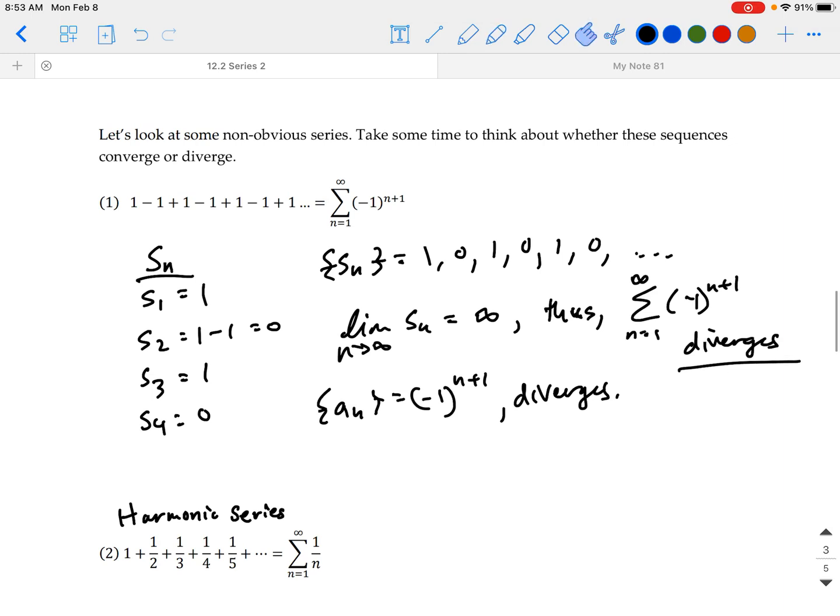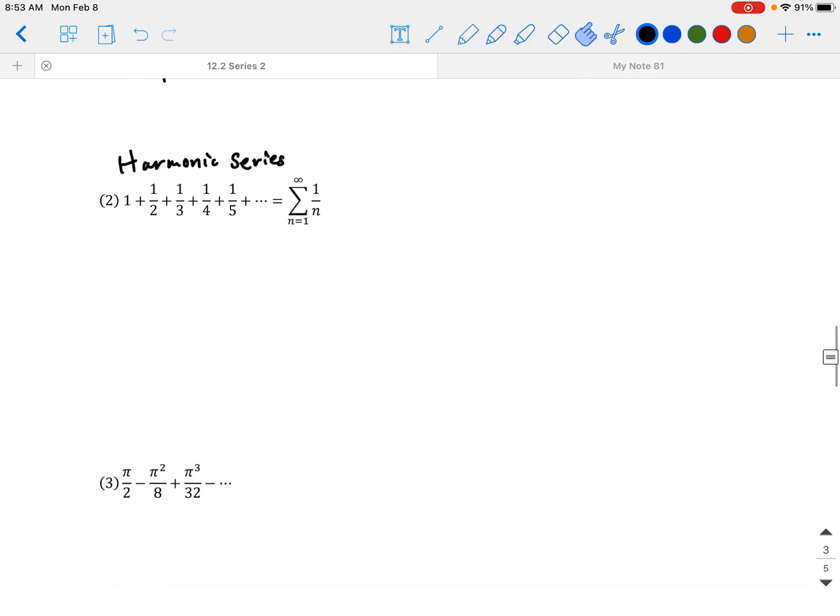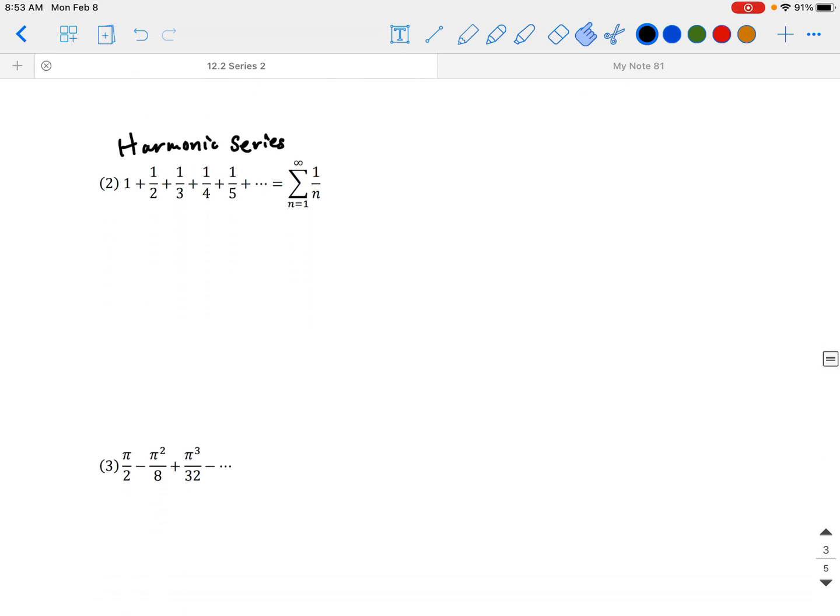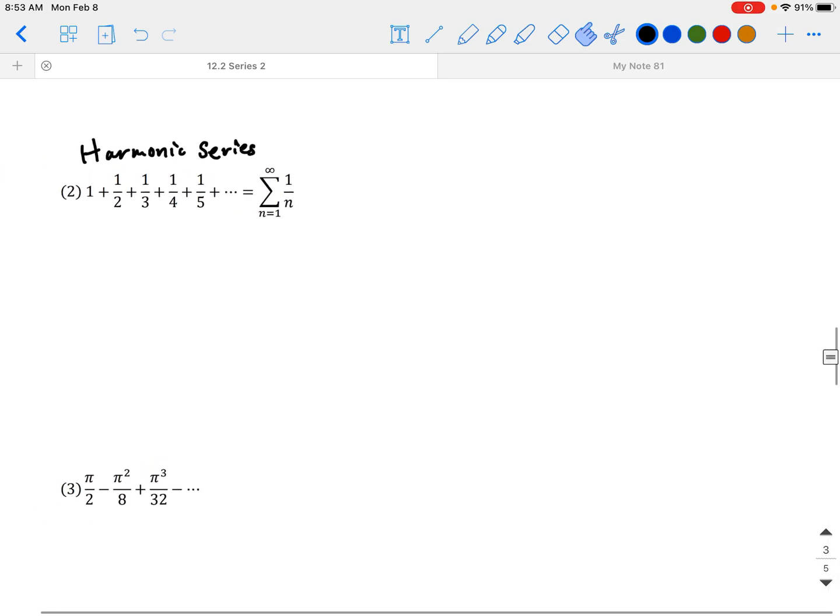All right, so let's go ahead and look at number 2, the harmonic series. So we're adding up 1 plus a half plus a third plus a fourth plus a fifth. Now this is a famous series, and there are probably hundreds of different proofs of it. So what I'm going to do is present one particular one that uses a little bit of an inequality argument, but you can find a lot more online.